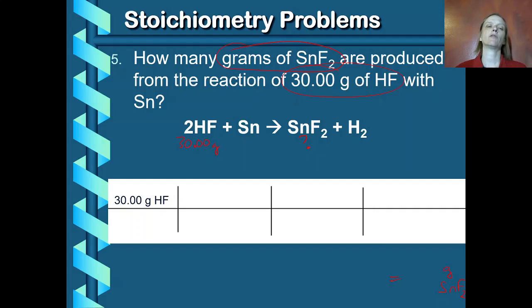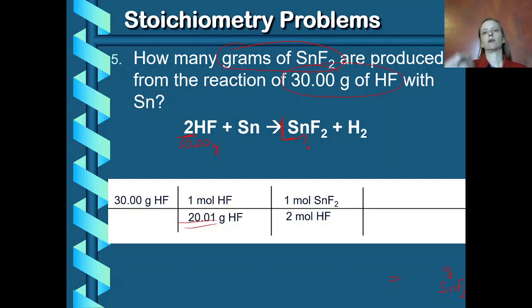So how do I convert from grams of hydrogen fluoride to moles of hydrogen fluoride? I need the conversion factor of grams to moles, and I write down the molar mass of hydrogen fluoride, which equates to 1 mole of hydrogen fluoride. The next step is to convert from moles of hydrogen fluoride to my other substance, in this case tin 2 fluoride. That uses the mole-mole ratio. I've got 2 moles of hydrogen fluoride for every 1 mole of tin 2 fluoride.